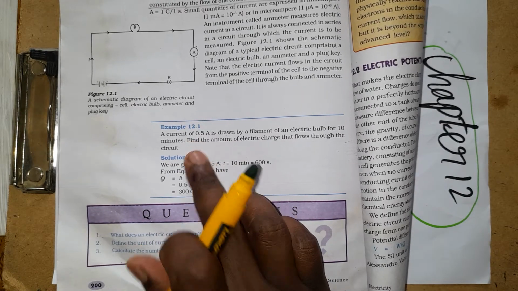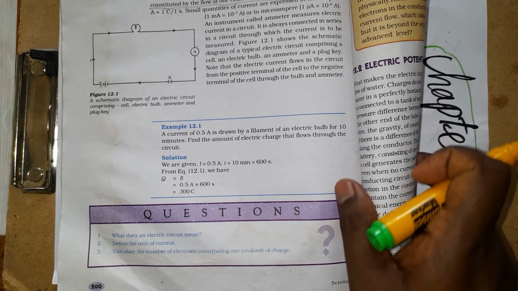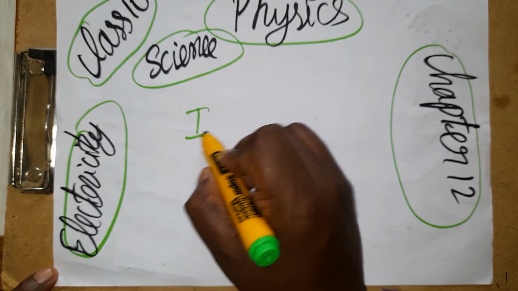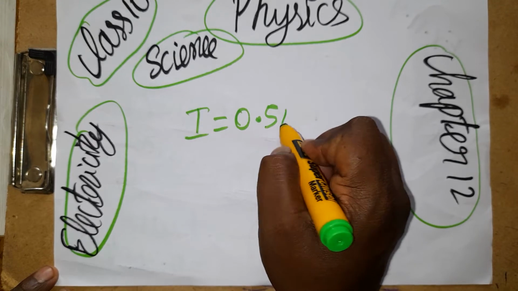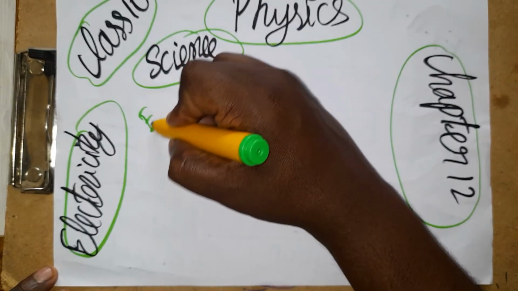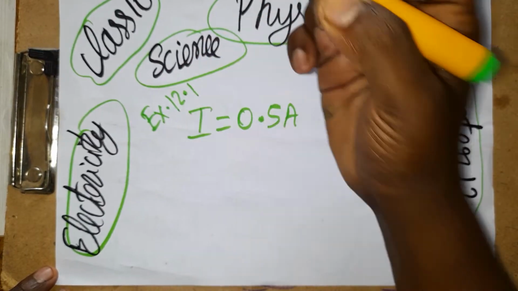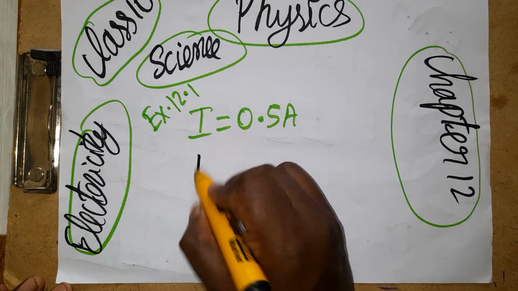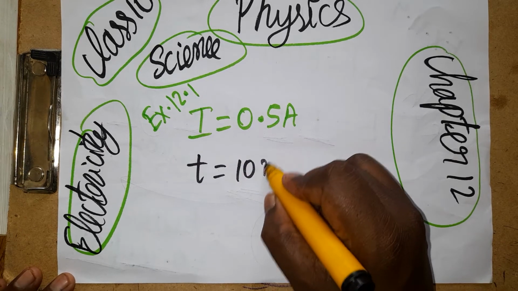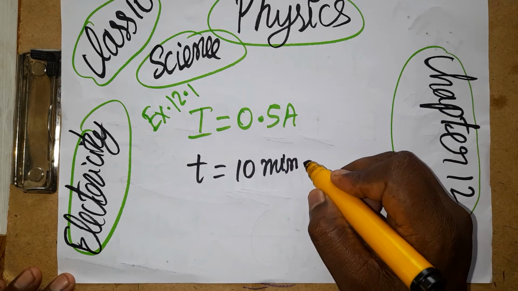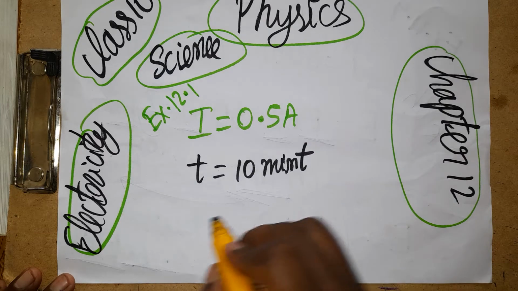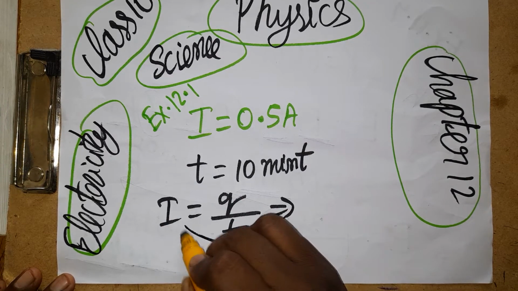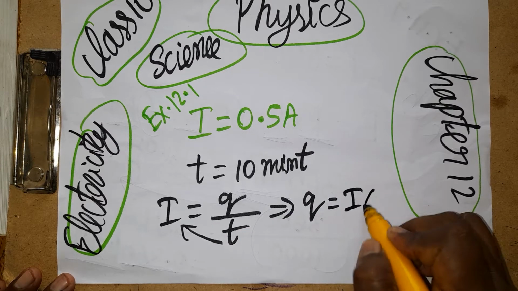12th chapter, first problem. It is an electricity problem. Current is given as 0.5 ampere. Time is given as 10 minutes. They ask you to calculate the charge. Current is equal to charge per unit time. To modify this, charge is equal to current into time.